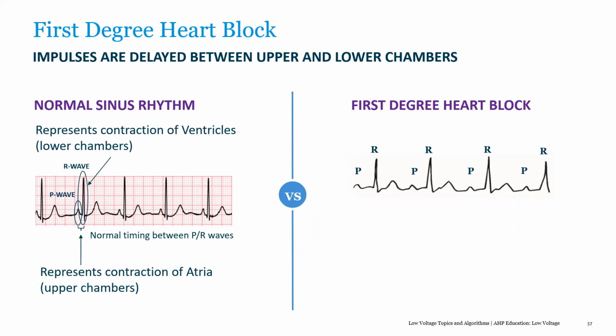And first degree block, you can see the separation between the P and the R. Typically normal is anywhere from 100 to 150-ish. Getting a little any longer than that, you're starting to get into first degree AV block. It's delayed timing. Well, here it's saying greater than 200 milliseconds for a first degree AV block.